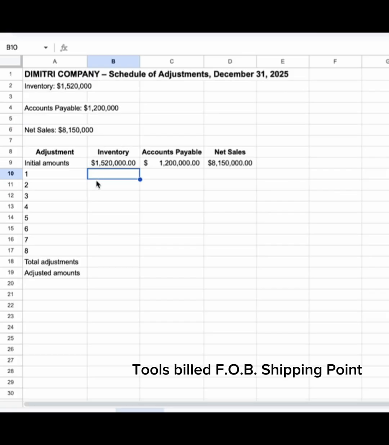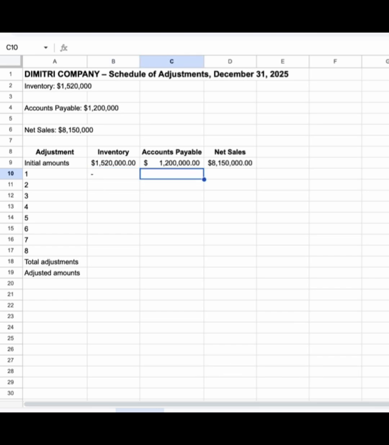The first adjustment is for tools billed to a customer FOB shipping point on December 31. Even though they were recorded as sold, the goods were still sitting on Dimitri's loading dock, not yet picked up by the carrier. Under FOB shipping point, the buyer owns them once shipped, but since they hadn't left yet, the sale shouldn't be recognized. So inventory is fine, but sales must decrease by 40,000 because revenue was recorded too early.